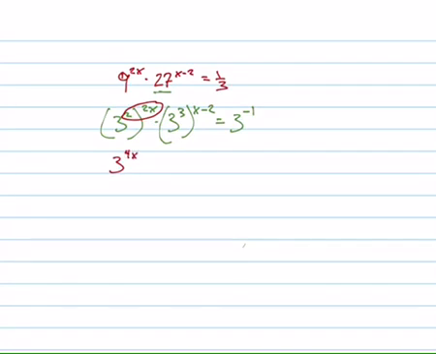So this is 3 to the 4x, times 3 to the... I'm multiplying these here, but remember that's a sum, so I have to distribute it in. So 3x minus 6 equals 3 to the negative 3.